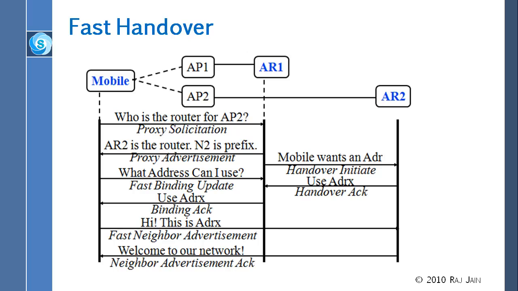So it will send a proxy solicitation to AR1, sorry, I'm sorry, it is not going to AP1, it is going to AR1. Who is the router for AP2? And it tells you the answer that AR2 is the router and N2 is the prefix. So the router is answering this.